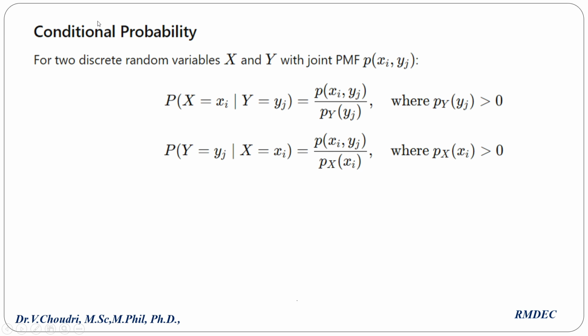Okay. Next, conditional probability. For two discrete random variables x and y with the joint probability mass function p of x, y, suppose we want the probability of x when y is given, or the probability of y when x is given. What is the condition? The formula P of A given B is P of A intersection B divided by P of B. Like this, p of xi, yj divided by the probability mass function value of y. Like that for x. Note this condition: the denominator value should be greater than 0, not equal to 0.